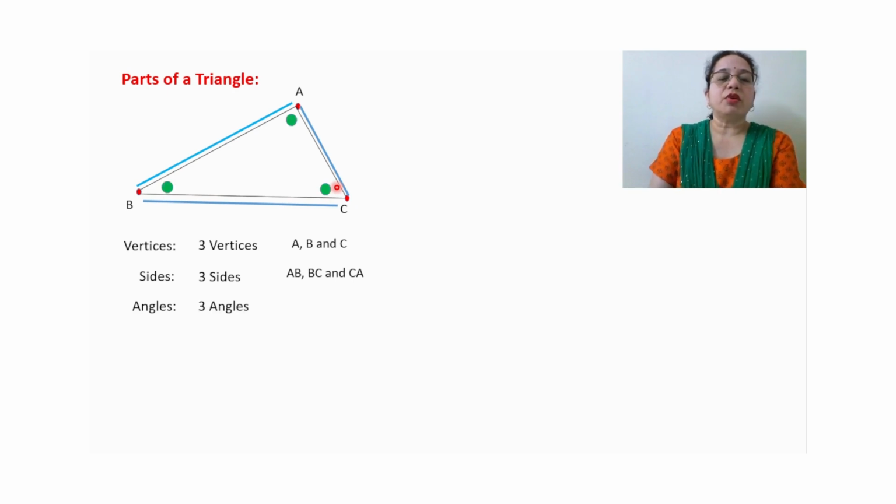How can we write down the name of an angle of this triangle? We can use the vertex. This is angle A, or using three letters, angle BAC, or angle CAB. Vertex will always be in the middle. Angle B, how can we write? Using the vertex, angle B, using three letters, angle ABC, or angle CBA. Vertex will always be in the middle. Same way, using the vertex, angle C, angle BCA, or angle ACB. Again, your vertex should always be in the middle.